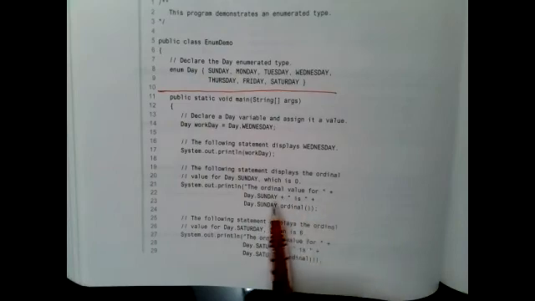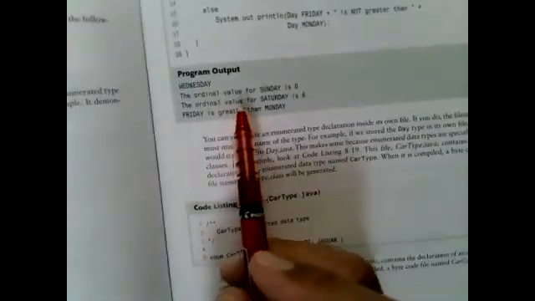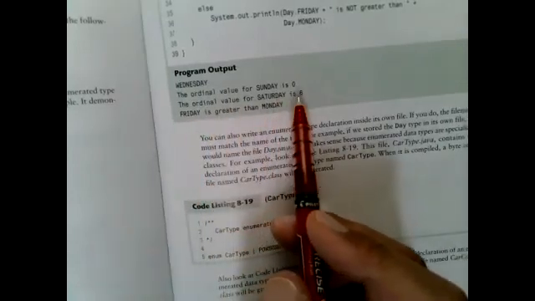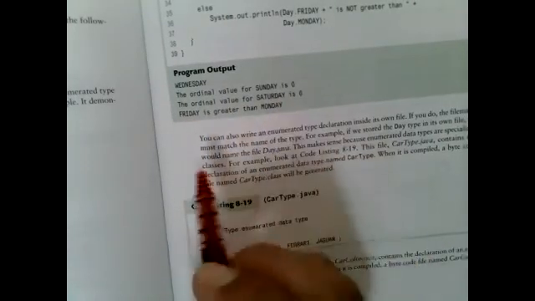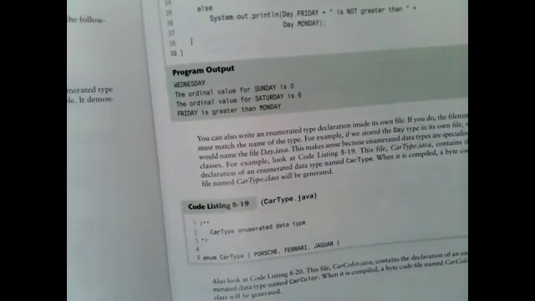The ordinal value for day Sunday should be 0, and so forth. And as you look over here, the ordinal value for Sunday is 0. The ordinal value for Saturday is 6. Friday is greater than Monday because it's looking at that numerical value. Questions on enumerated data type?